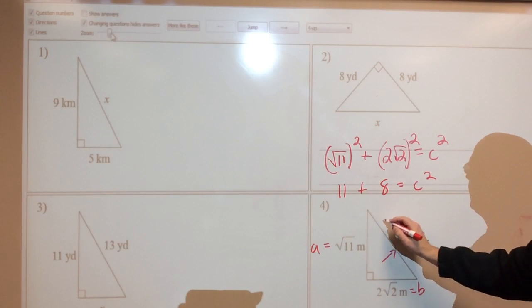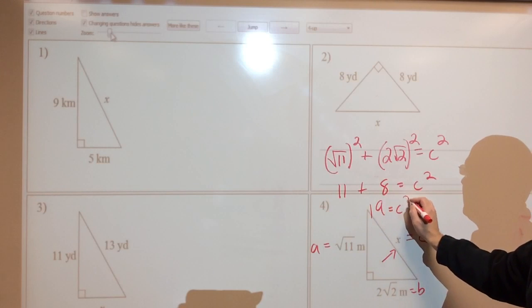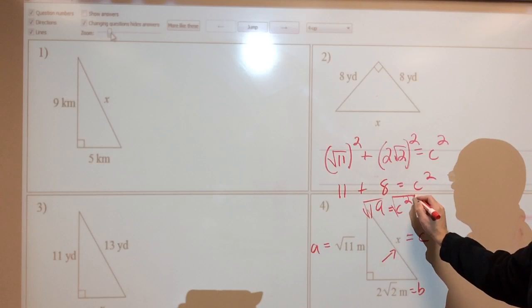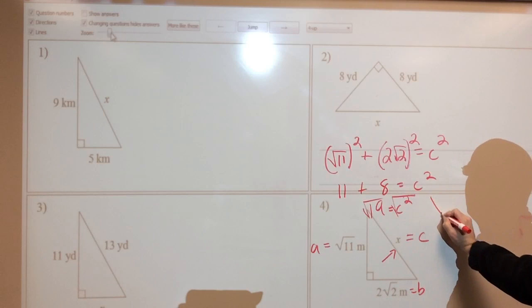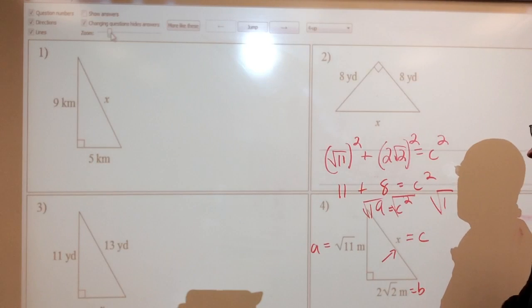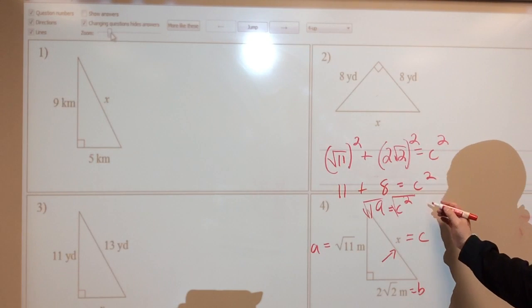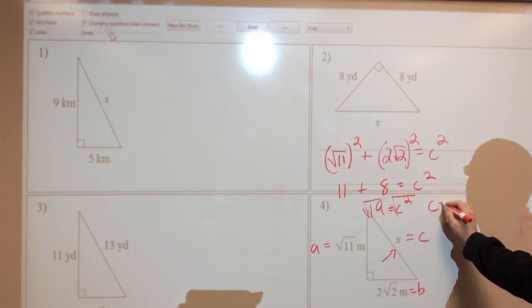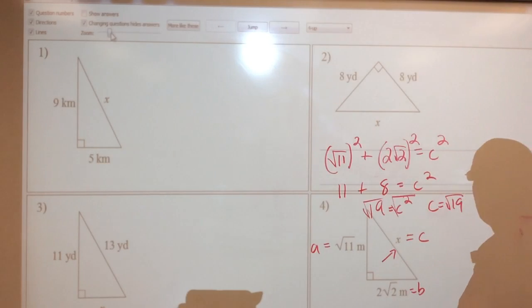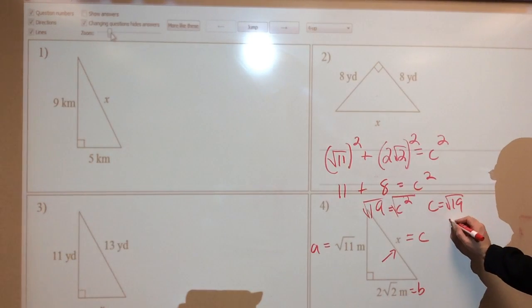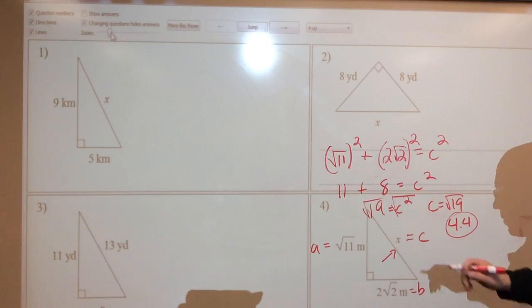So I've got 11 plus 8 is 19. So 19 equals c squared, but I'm not done yet because I have to square root both sides. I think a couple of you are either forgetting that step or you just write it incorrectly. So the answer is c equals the square root of 19. Understand the decimal approximation of that, though, to the 10th place. So the square root of 19 is going to end up being 4.4. Okay, so 4.4 is my answer.